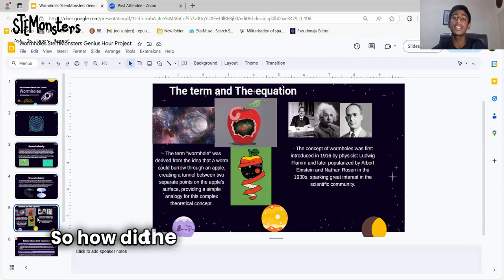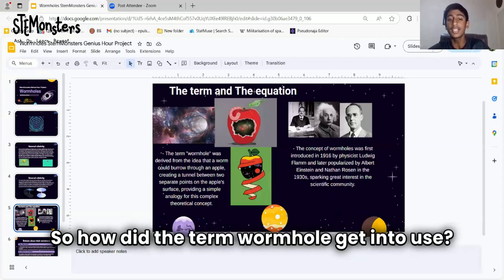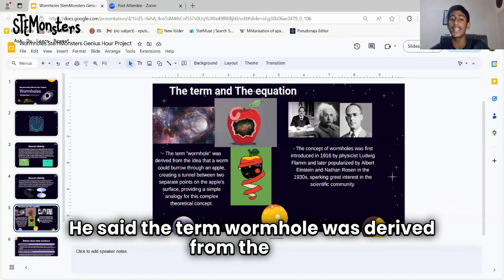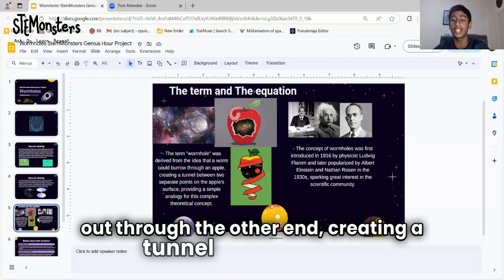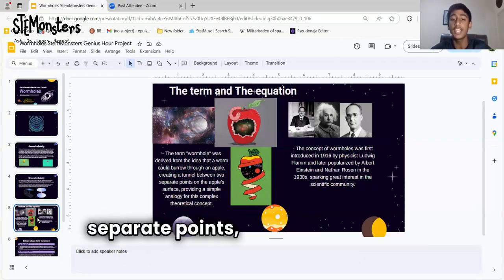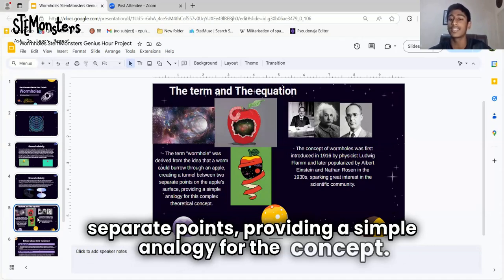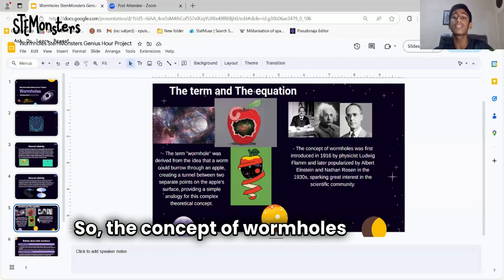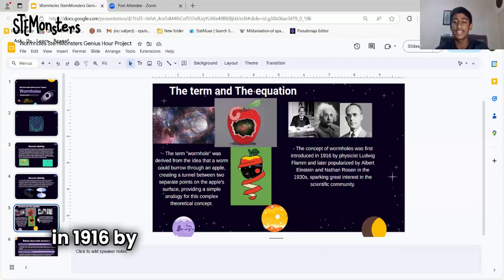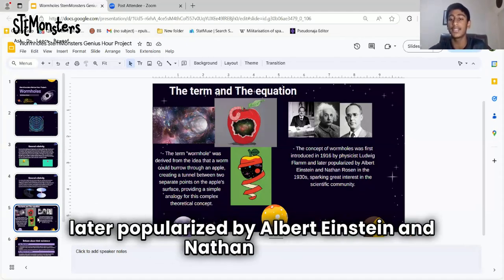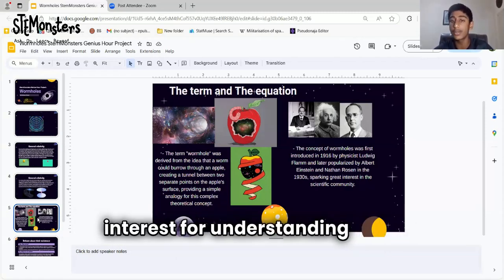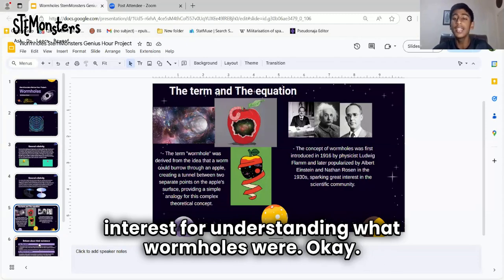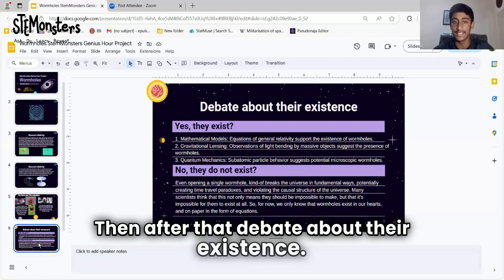So, how did the term wormhole get into use? Okay, so the term wormhole was derived from the idea that a worm could burrow through an apple and come out through the other end, creating a tunnel between two separate points, providing a simple analogy for the concept. The concept of wormholes was first introduced in 1916 by physicist Ludwig Flamm and then later popularized by Albert Einstein and Nathan Rosen. And this led to great interest in understanding what wormholes were. Then after that, debate about their existence.